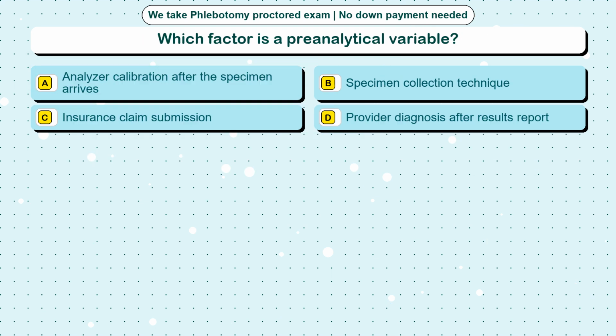Question 88. Which factor is a pre-analytical variable? Option A, analyzer calibration after the specimen arrives. Option B, specimen collection technique. Option C, insurance claim submission. Option D, provider diagnosis after results report.